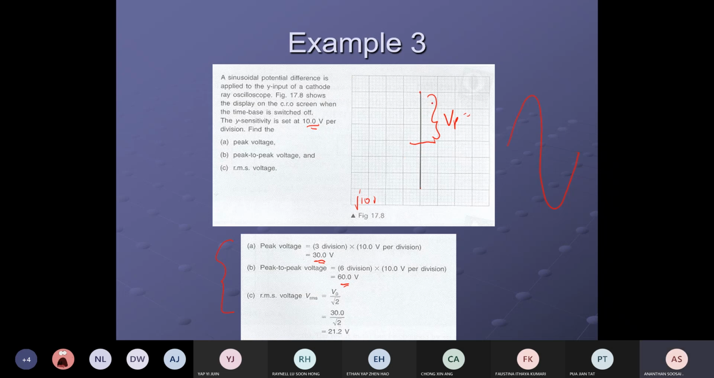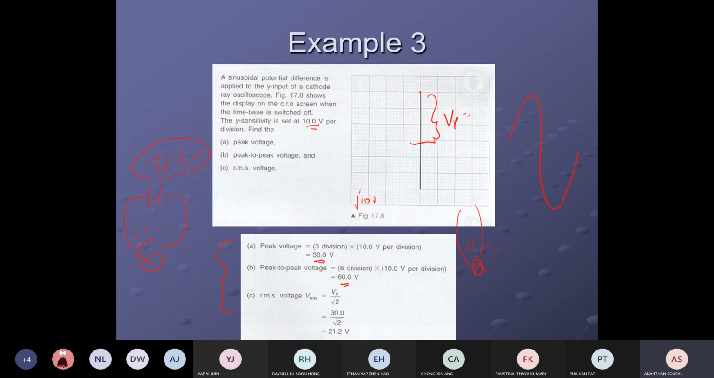So this supply can give a brightness to a light bulb. Let's say this light bulb is connected to a DC of 21.2 volt. If you connect this AC to a light bulb and it gives a normal brightness, that means the light bulb connected to a DC of 21.2 volt will give a normal brightness.